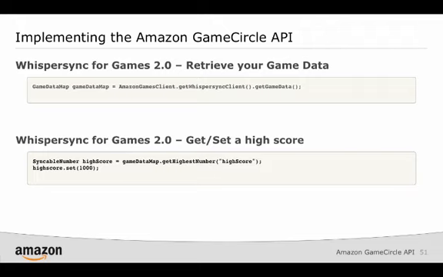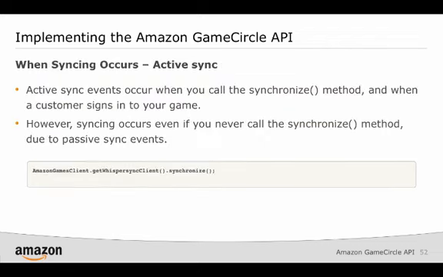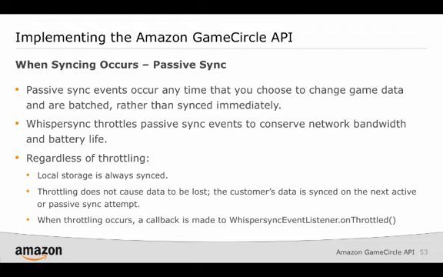Simply use the accessors on Game Data Map to obtain a syncable object, then use its getters and setters to manipulate the data. WhisperSync uses a background thread to merge data automatically, but you can force synchronization by calling the synchronize method. Passive sync events occur anytime you change your game data. These sync events are batched and throttled to conserve network bandwidth and battery life. Regardless of throttling, local storage is always synced.